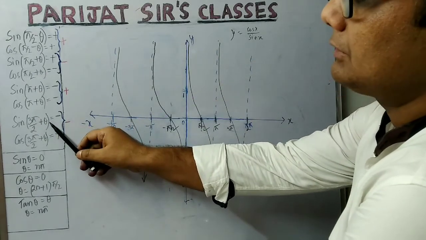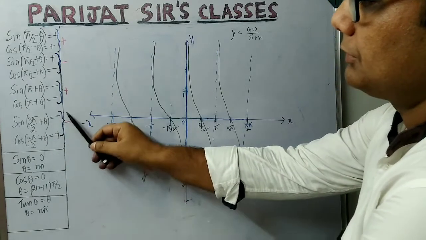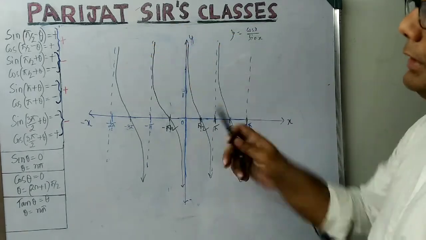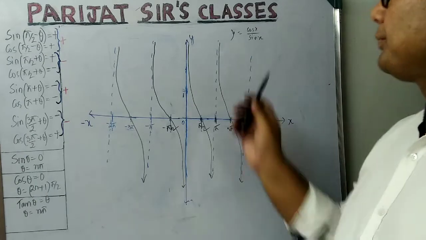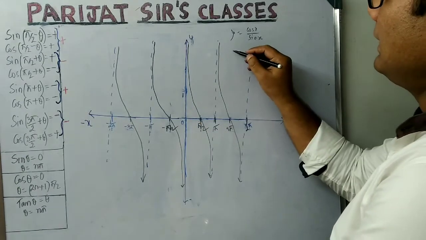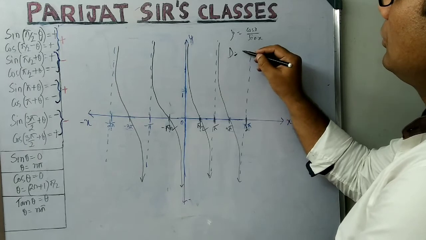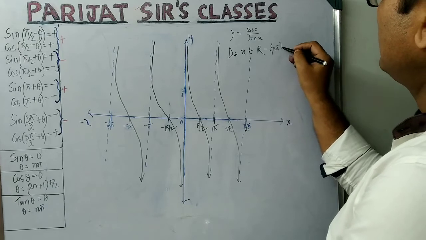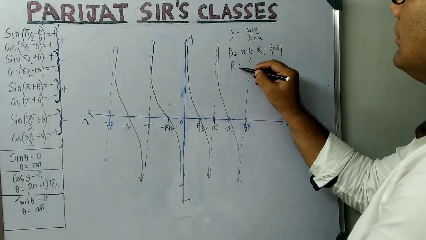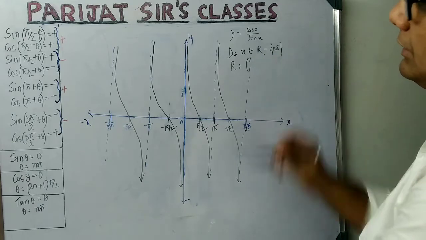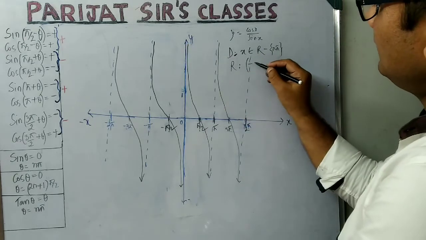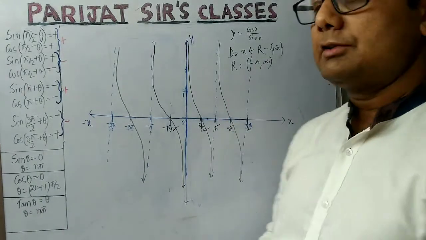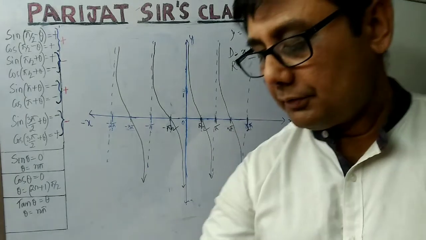Similarly, for 3 pi by 2 plus theta, sin is negative and cos is positive, so the result is negative. This is how it repeats on both sides. So the domain, as I already told you, x belongs to real numbers but not n pi, and the range of this, as you can see, is from minus infinity to plus infinity.